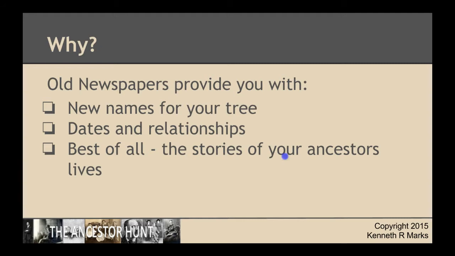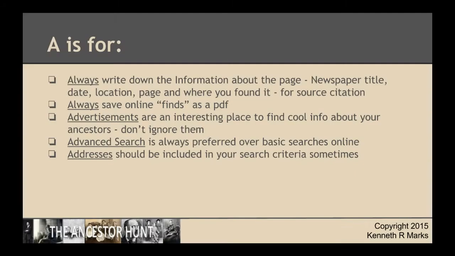So let's get started. For the letter A, we've got 5 different techniques for you to think about. The first one is always write down the information about the page. When you obtain an article, you want to make sure and write a source citation. You want to document the title of the newspaper, the date it was published, the location, that's city and state or province or country, whatever, the page number, and where you found it.